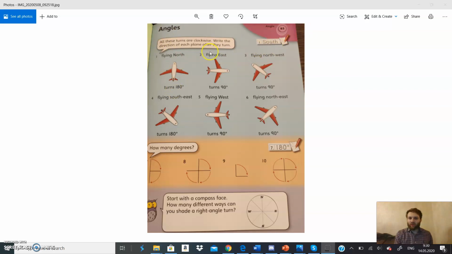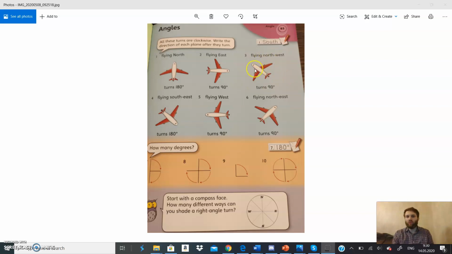This one starts off flying east, turns 90 degrees. Remember, it's got to go that way. It's always got to go that way. It's got to go clockwise. So it's facing this way, 90 degrees. It's also south.